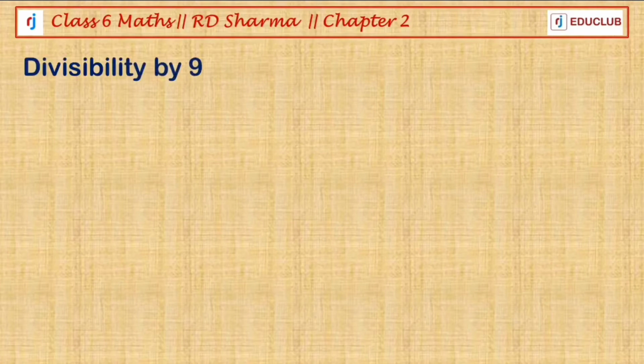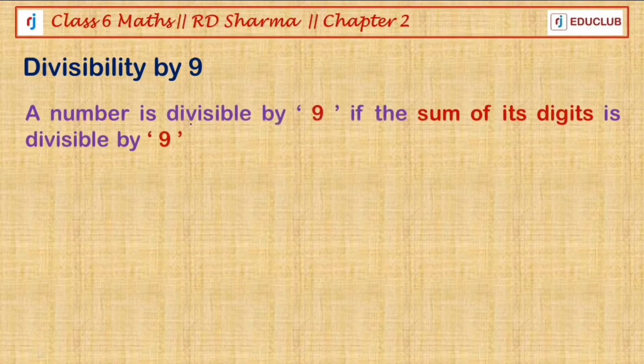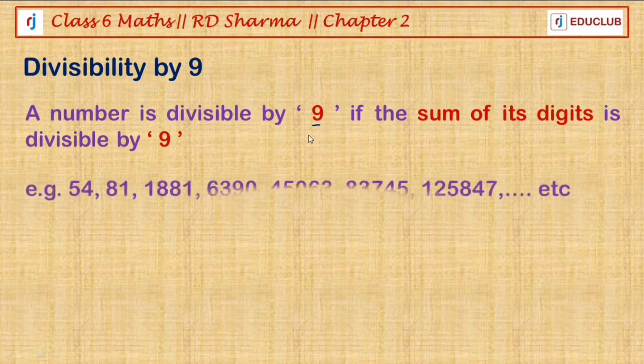Next, divisibility by 9. A number is divisible by 9 if the sum of the digits is divisible by 9. In 3, if the sum of the digits is divisible by 3, then that number is divisible by 3. Now if the sum of the digits is divisible by 9, then that number is divisible by 9. Let us see some examples: 9 6s are 54, 9 9s are 81. These are some of the numbers.